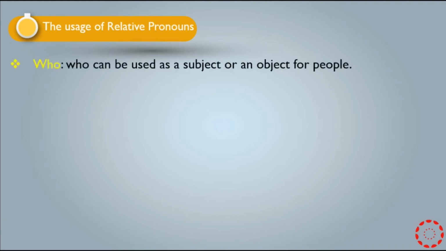Who can be used as a subject or an object for people. It means we can use who in 2 cases. Either it is a subject or it is an object. Just for people, we only use who for people. As I mentioned here, we use it for people as a subject and as an object. So we have 2 cases, subject and object.